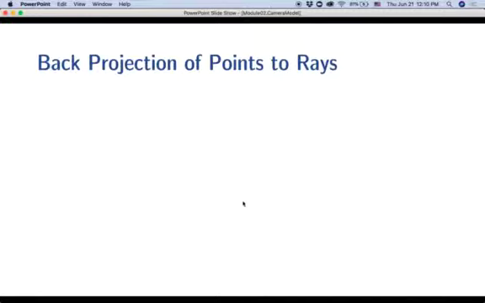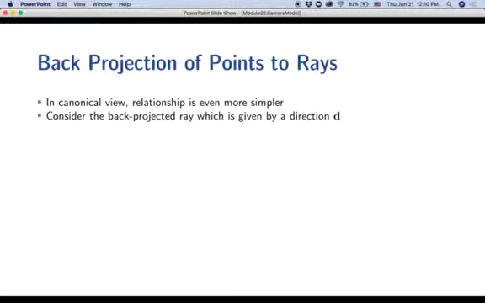So I've said how to back project points into rays in the general view, because I didn't put any restriction on P, so it can be in general K R I pi minus C tilde. But if I'm working in the canonical view, which means the canonical coordinate system, this relationship becomes even simpler. If I fix the axis onto my camera, then this relationship is even simpler than what we have done, and it's useful to know that.